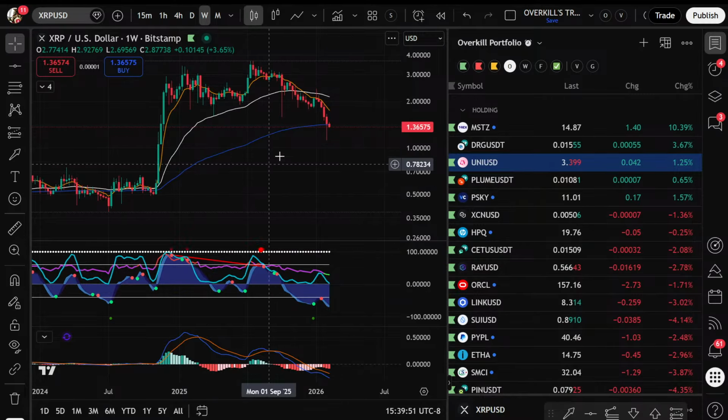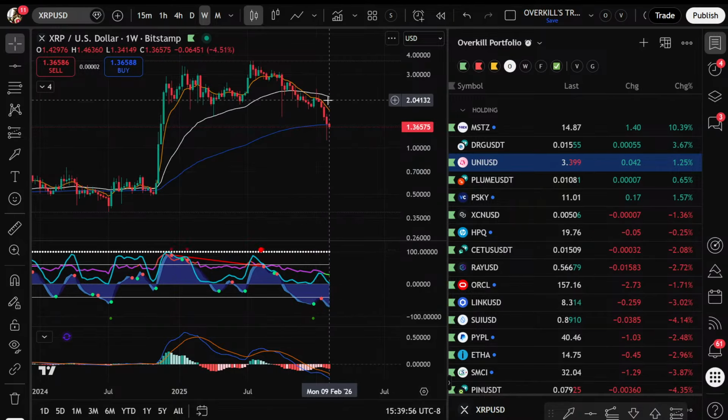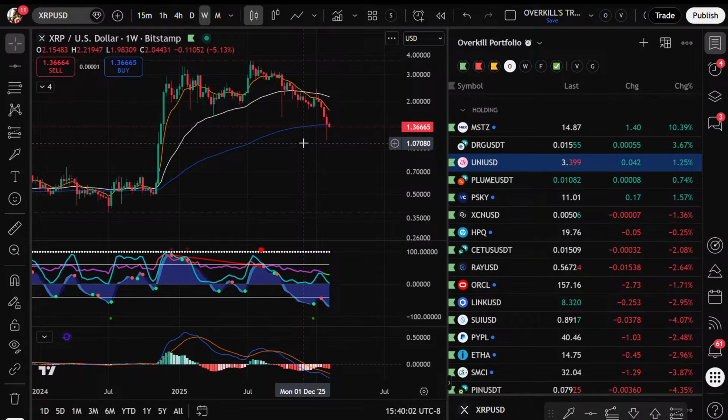Look for that confirmation. Again, we got a signal right here at 190, and then a red dot followed on the 19th, which sent it lower. So we're simply just waiting for another dot there on XRP. If you believe in XRP for the long term, I think this is a pretty fair price for it.